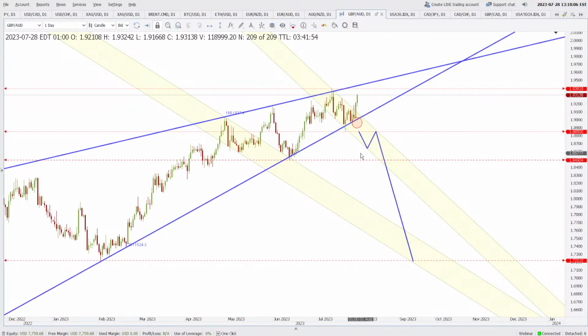GBPAUD, we were looking for a selling position here, but the price broke to the higher side. 1.9391 is the resistance now. The support lies at 1.8850.